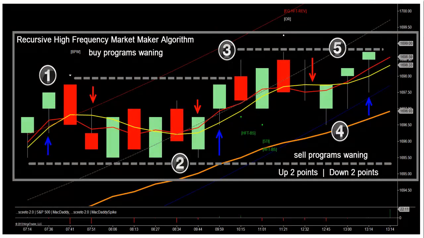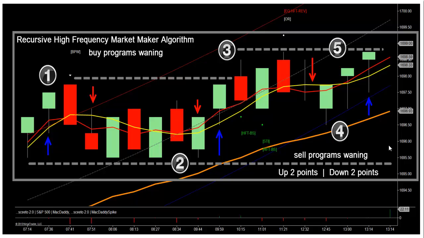High-frequency computerized trading has come to dominate U.S. markets. In the context of the S&P futures, the high-frequency market maker algorithm has a distinct characteristic. The price structure indicates that the execution sequence is limited to approximately a 2-point range. The algorithm auctions up 2 points, pulls back 2 points, auctions up 2 points, pulls back 2 points, and this pattern is called a recursive price sequence.